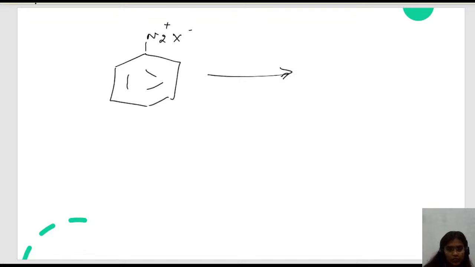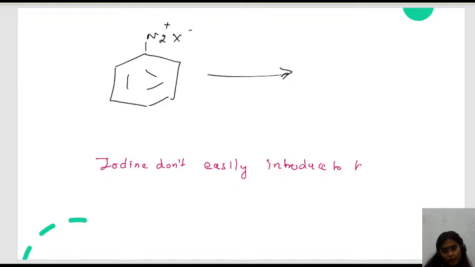So what is the point? Or you can write the note as well. So what is the note? That iodine doesn't easily introduce to the benzene ring directly.